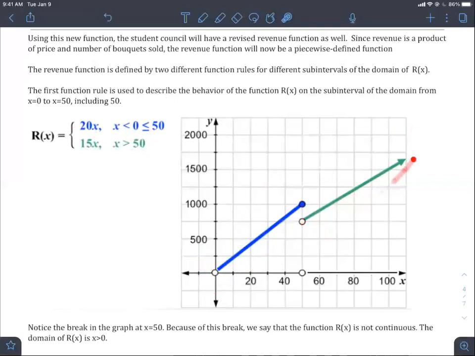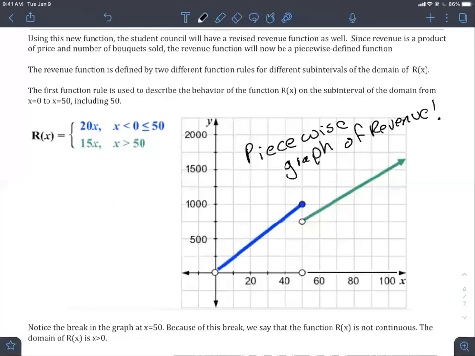And thus this will be the piecewise graph of the revenue. And I want you guys to note, it's called a piecewise graph because it's in pieces. There's 2 of them. You can see the pieces.